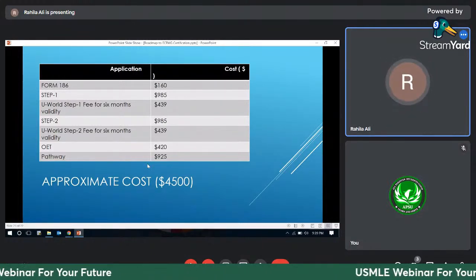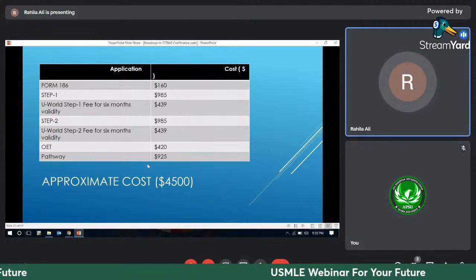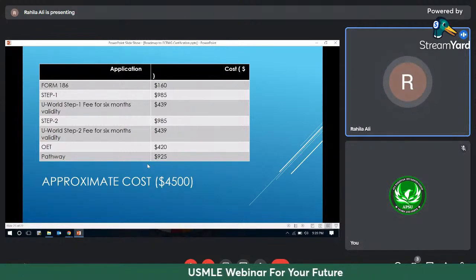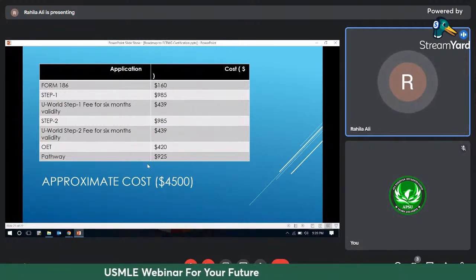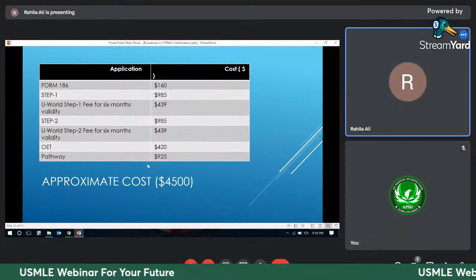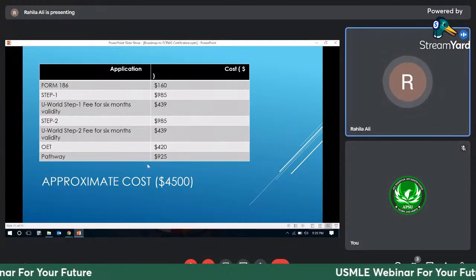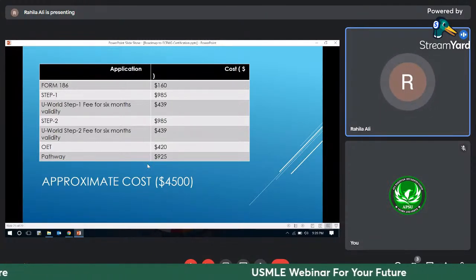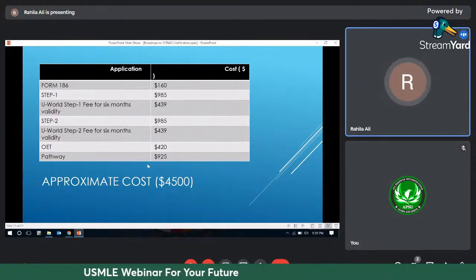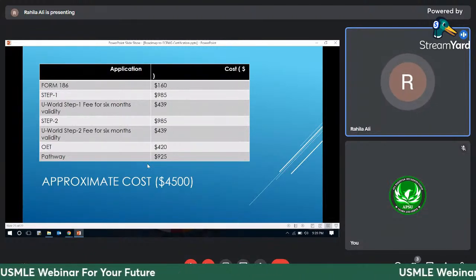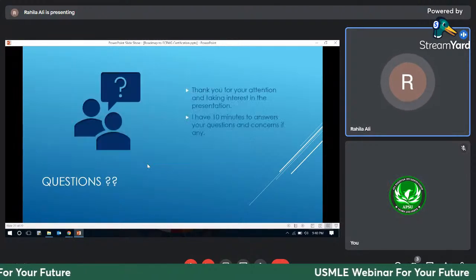After that, cost for Step 1, then Step 1 UWorld. If you are subscribing for 6 months, this is the cost that you have to pay in dollars. Then Step 2, and UWorld for Step 3. This is also UWorld for Step 2. Then OET, and then for pathways, this is the total cost that you have to pay during your steps examination.